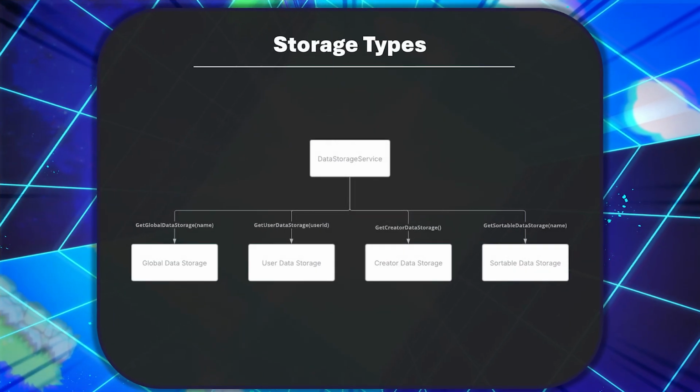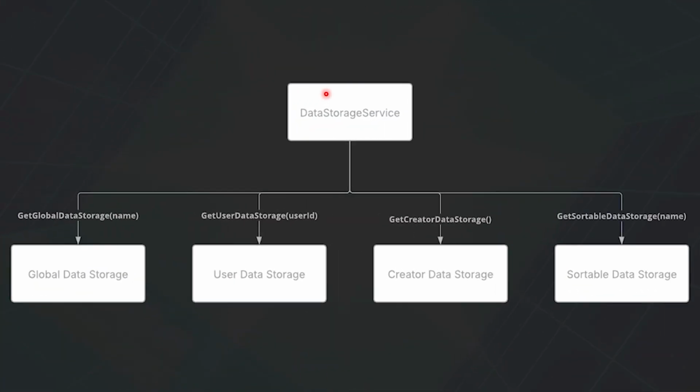Each of the data storage types we've discussed are retrieved through the data storage service. And as you can see, each retrieval function requires a different set of parameters to access which container of data we'd like to retrieve. Global and sortable data storages, for example, can hold multiple containers of data and thus require us to specify the name of the said container.